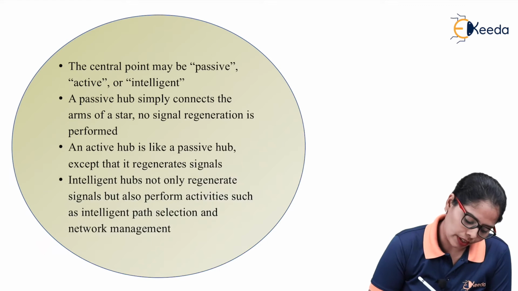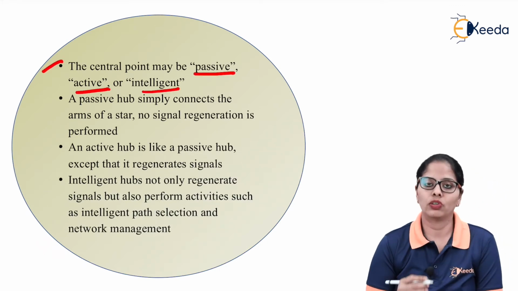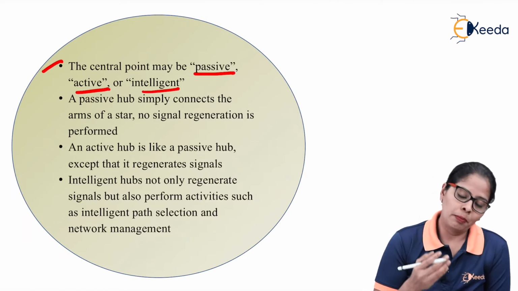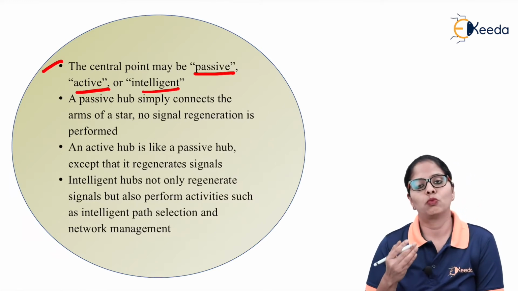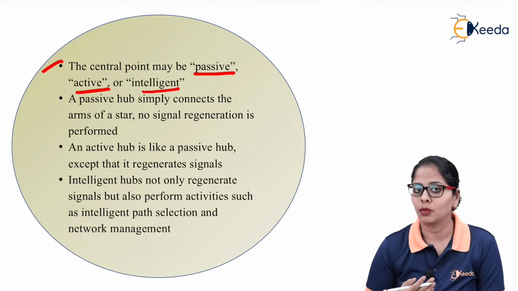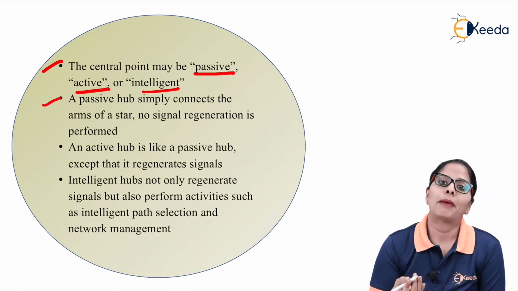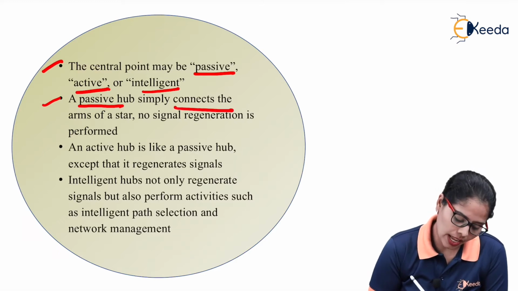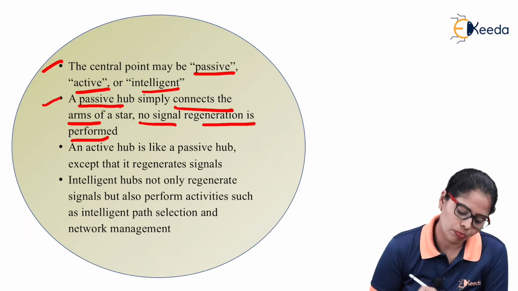The central point may be passive, active, or intelligent. So in the hub also, there are three different categories. It may be used as a passive hub, an active hub, or an intelligent hub. So let us discuss those categories. What do you mean by a passive hub? A passive hub simply connects the arms of the star. No signal regeneration is performed over here.